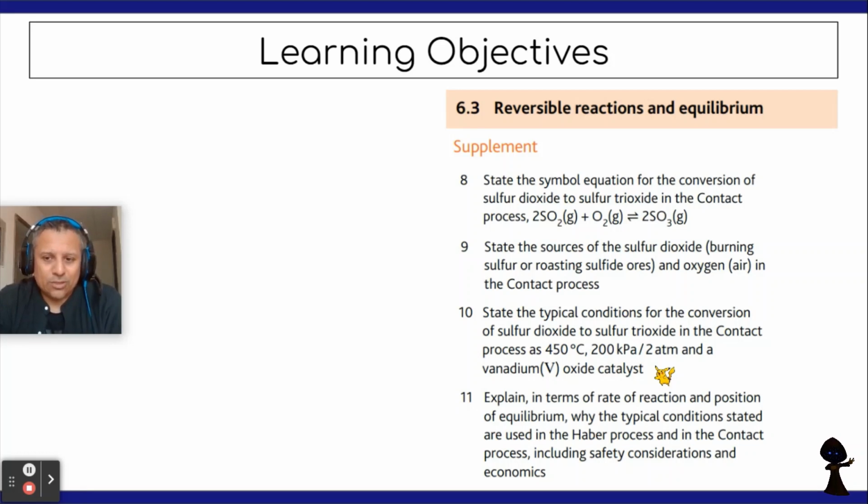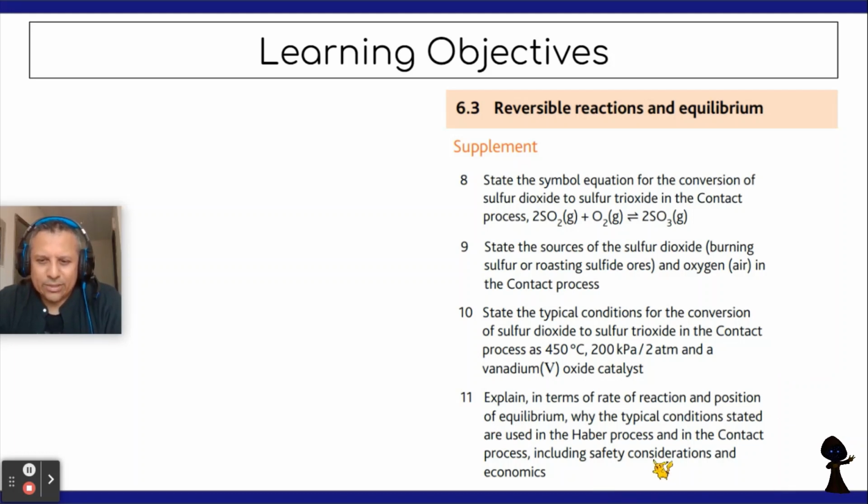2 atmospheres is chosen, even though you may think of the larger gas volumes on the left-hand side and the smaller on the right. If you were to place this under high pressure, you would drive the equilibrium over to the right-hand side, because your forward reactions are taking place at a higher rate than the reverse reactions. The reality of the situation is this is quite an efficient process, so 2 atmospheres is generally chosen.